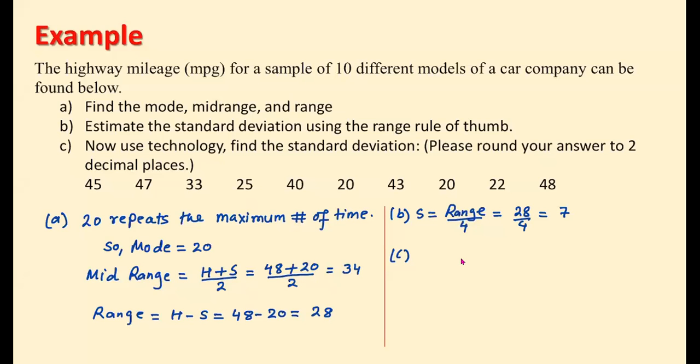So from the calculator, we got the sample standard deviation as 11.64. That's how we can use our calculator to find the standard deviation. You can clearly see that the value we obtained from the rule of thumb is very different from the actual standard deviation. So in the real world, we don't use the rule of thumb to estimate the standard deviation.